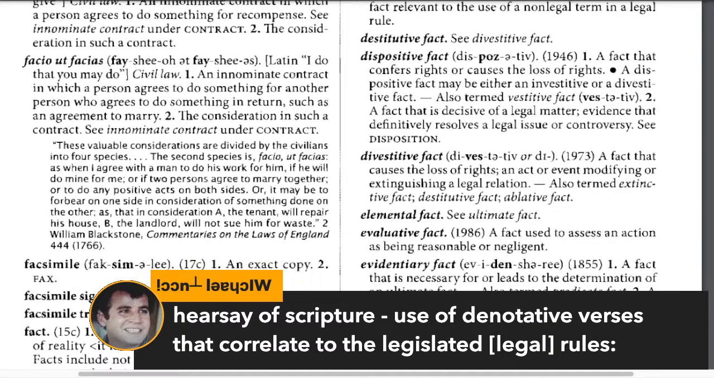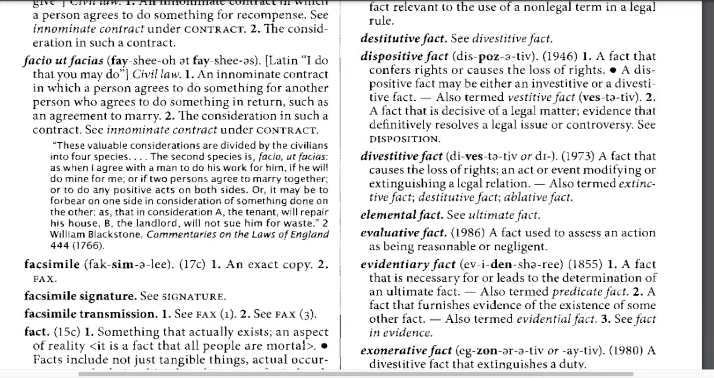All right, so we have this guy with the backwards name here, Mike. Well, okay. Hearsay of scripture, use of denotative verses that correlate to the legislative legal rules. Okay, let's move along here.